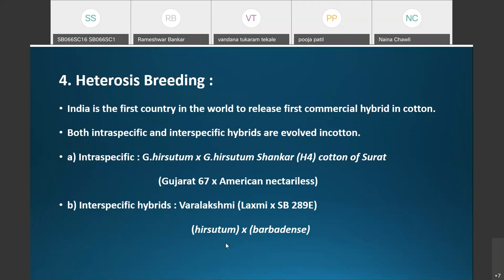The Lakshmi belonged to Hirsutum, while the SB289E belonged to Barbadense. It was a cross between the two different species, Hirsutum and Barbadense, and the variety released was named Varalakshmi. Remember that India is the first country in the world to release the first commercial hybrid in cotton. That is all about heterosis breeding.